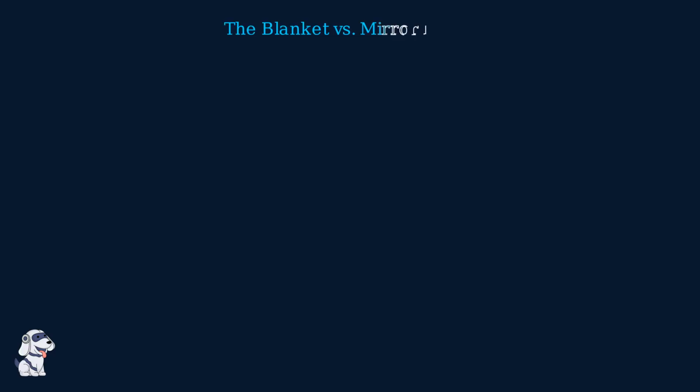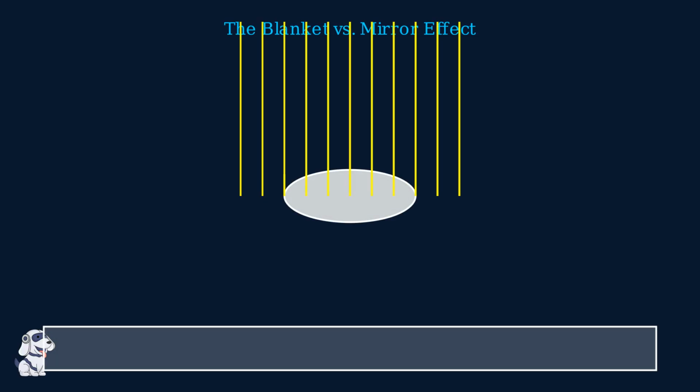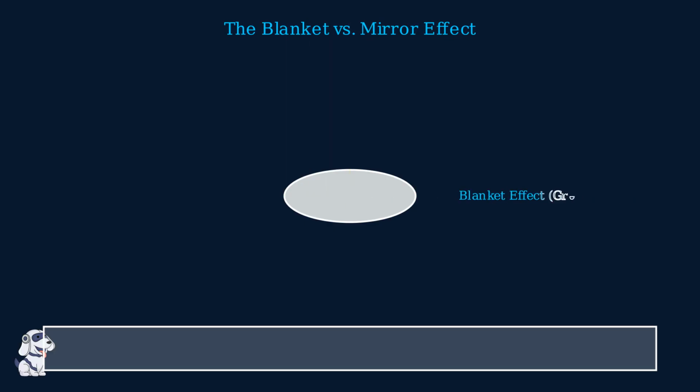Clouds function as Earth's natural thermostat. During the day, they act as mirrors. Sunlight strikes the top of the cloud and is reflected back into space. At night, the process shifts.